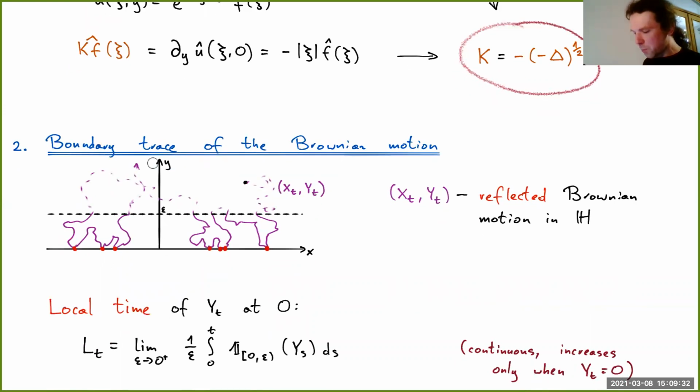So we look at the y variable only, so the vertical coordinate of our process, and we see how much time it spends up to time t in the interval (0, epsilon). We normalize it appropriately, so that the appropriate scaling is just 1 over epsilon. And it turns out that this process has a non-trivial limit, which is called the local time of Y_t at 0. It's a continuous process which increases only when Y_t is equal to 0.